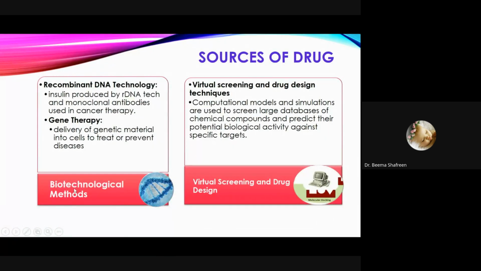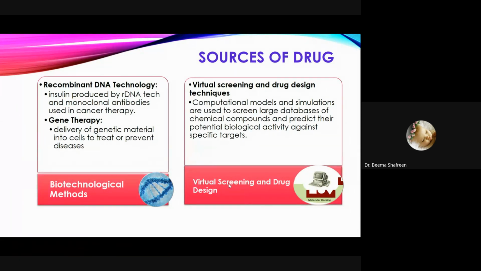The other biotechnological methods used as a source for drugs include recombinant DNA technology, well known for insulin, and monoclonal antibodies, which are used in cancer therapy. In gene therapy, we have delivery of genetic material into the cells, which can treat as well as prevent diseases. Another highlighted technique is virtual screening and drug designing, where drug molecules are screened using computational models and also through simulation methods.